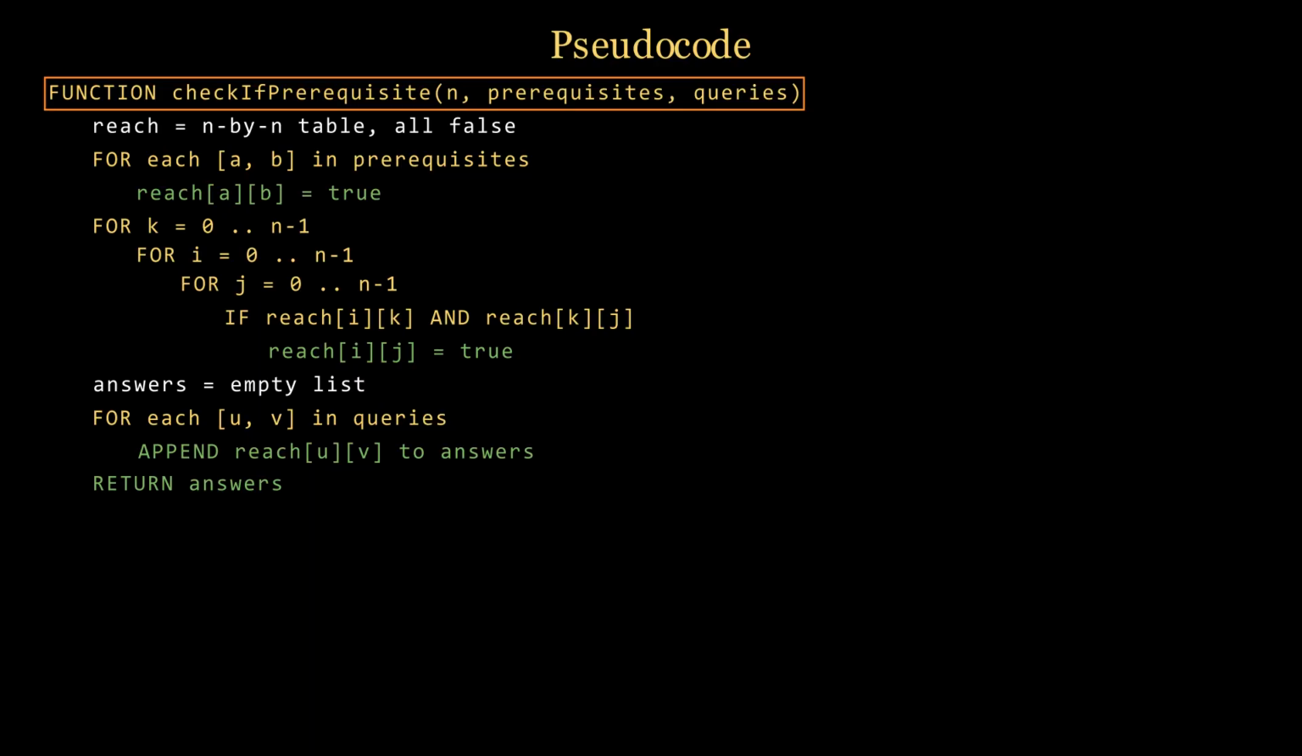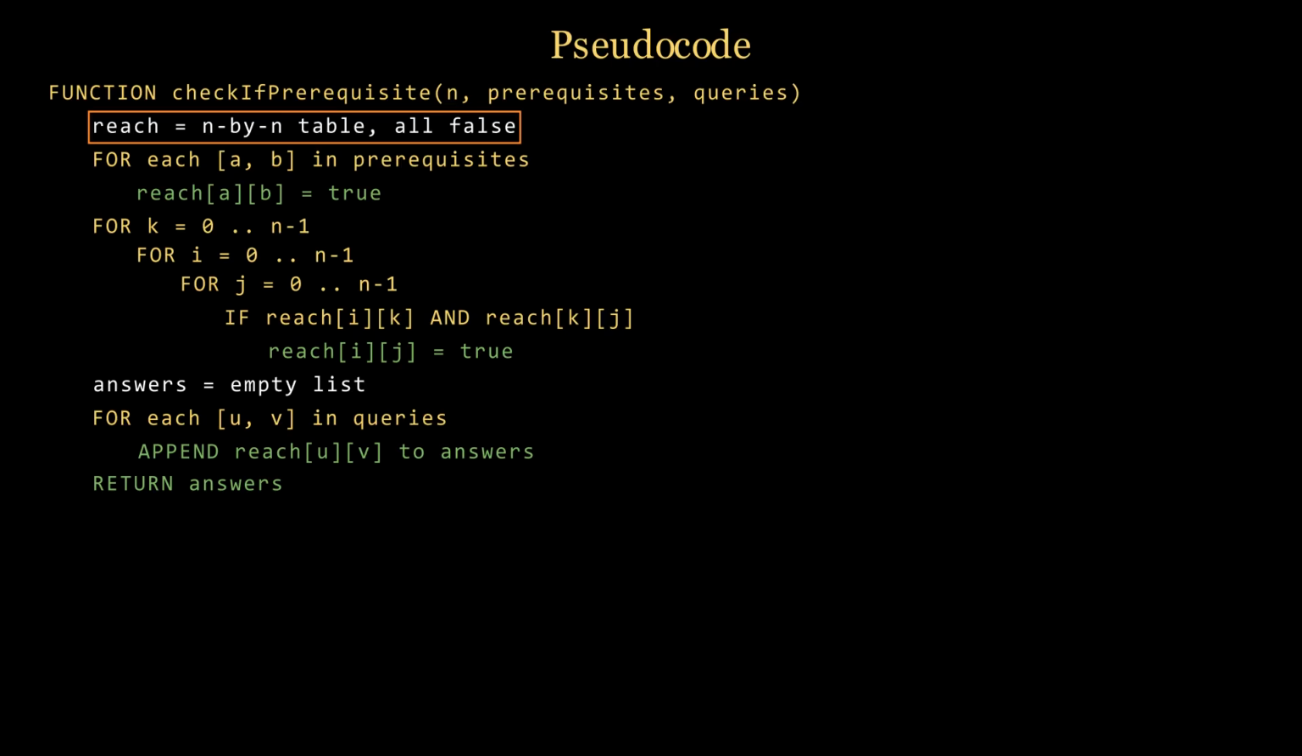Function check if prerequisite. Allocate an n by n reach table initialized to false. Loop over each prerequisite pair a, b. Mark the direct edge reach a b as true. Outer loop, k from 0 to n-1. Middle loop, i from 0 to n-1. Inner loop, j from 0 to n-1. If i can reach k and k can reach j, then mark i can reach j.